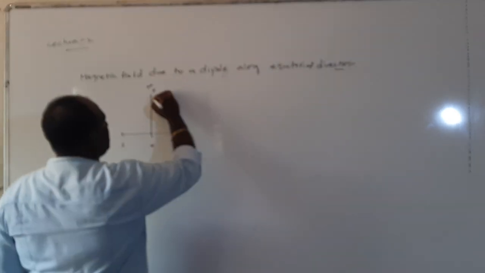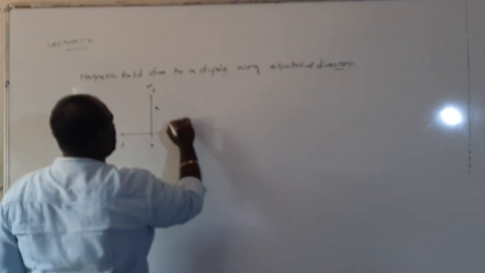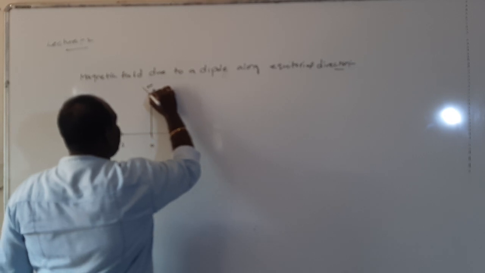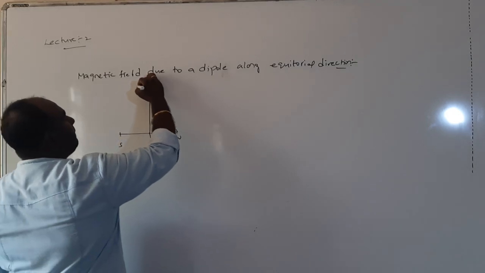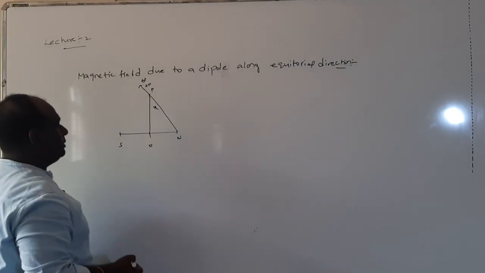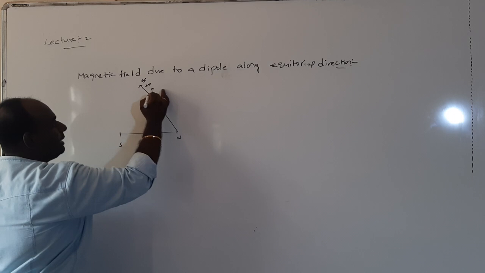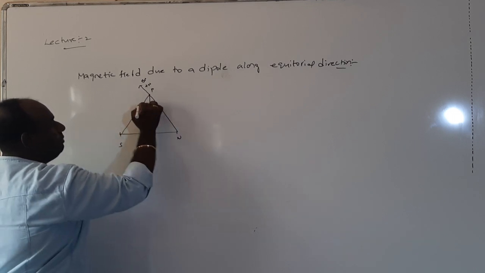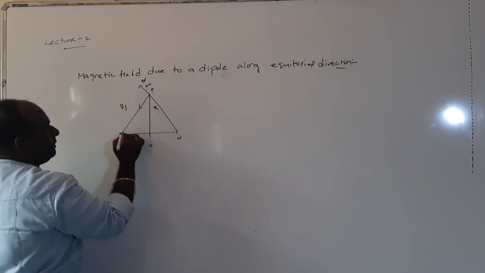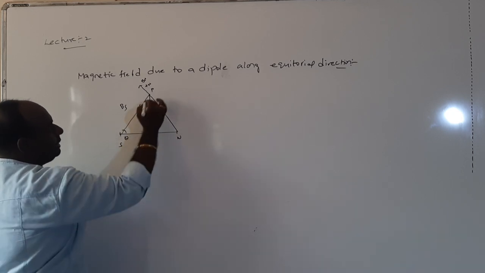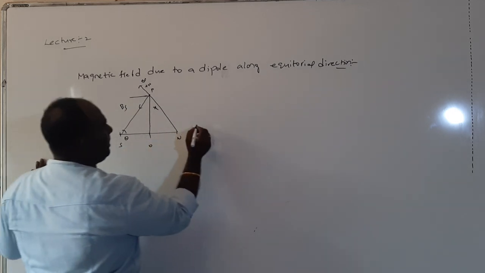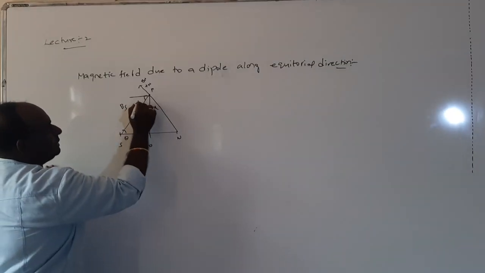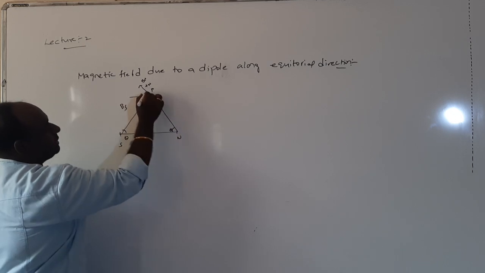Because of this north pole, the magnetic field experienced is radially outwards. So, this is Bn. Bn is radially outwards. Because of the south pole, the magnetic field is inwards. Bs is like this. If this angle is theta, then by alternate interior angles this is also theta, and the corresponding angle is also theta. I am going to write clearly.